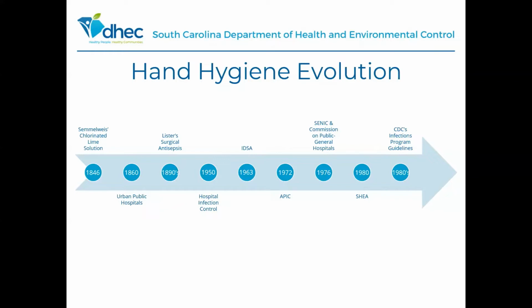In 1980, the Society of Hospital Epidemiologists of America, or SHEA, was founded. It later became the Society for Healthcare Epidemiology of America as care began to shift away from hospitals to other healthcare facilities. And then in the 1980s, the CDC published guidelines for infection programs, which included the use of hand hygiene to prevent nosocomial infections, but they were not specific to hand hygiene alone. Next slide.